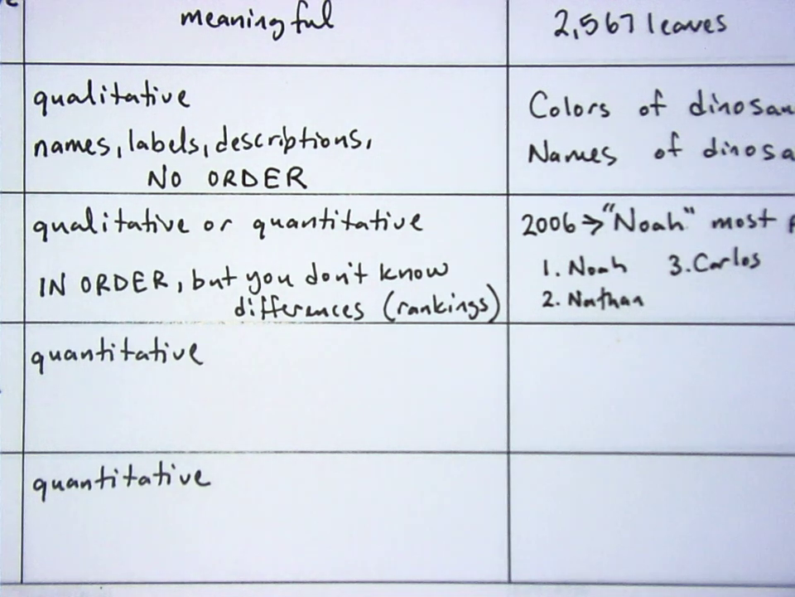Same thing like if we have a race and I say Michaela finished first and Jessica finished second. If that's all the information I give you, you don't know if Michaela was seconds ahead of Jessica or if she finished an hour before Jessica did. You see what I mean?